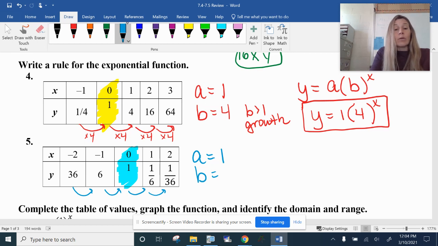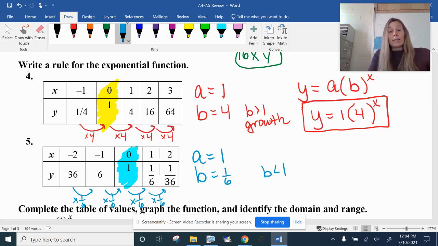Okay, so let's look here. 1 times what would get me 1/6? Well, 1 times 1/6. And 1/6 times 1/6 would get me 1/36. But if you started out on the left-hand side, you might be thinking, well, 36 divided by 6 is 6. But remember, dividing by something is the same as multiplying by its reciprocal, which in this case would be 1/6. That means our b value is 1/6.